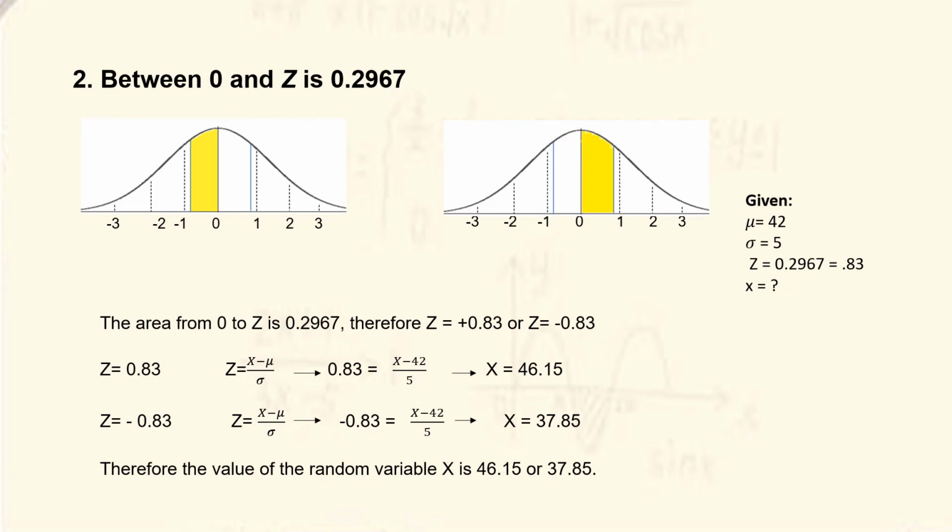For number 2, between 0 and z is 0.2967. We have here the given, which are population mean is equal to 42, population standard deviation is equal to 5, standard score is equal to 0.83 for the area 0.2967, x is missing. The area from 0 to z is 0.2967, therefore z is equal to positive 0.83 or z is equal to negative 0.83.